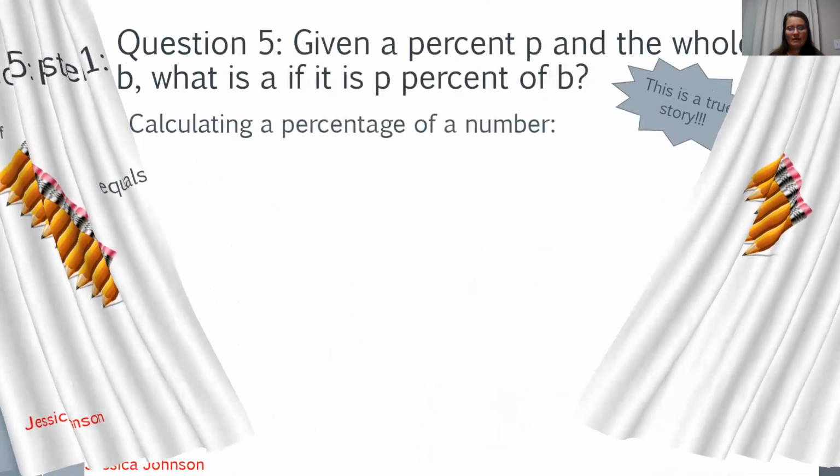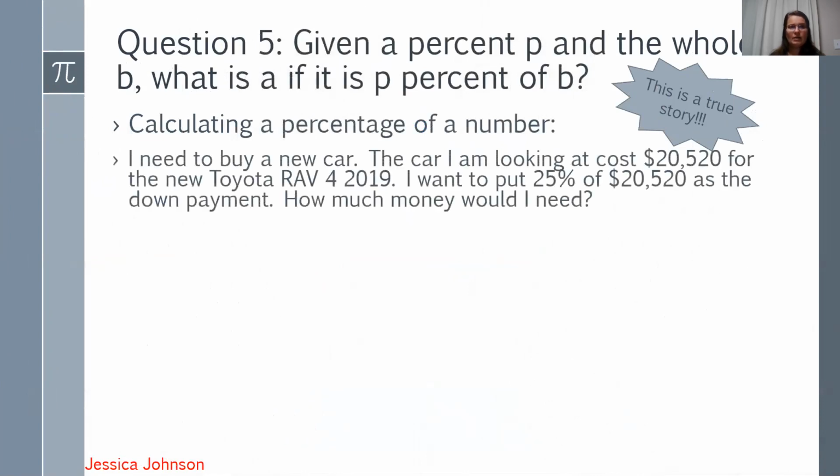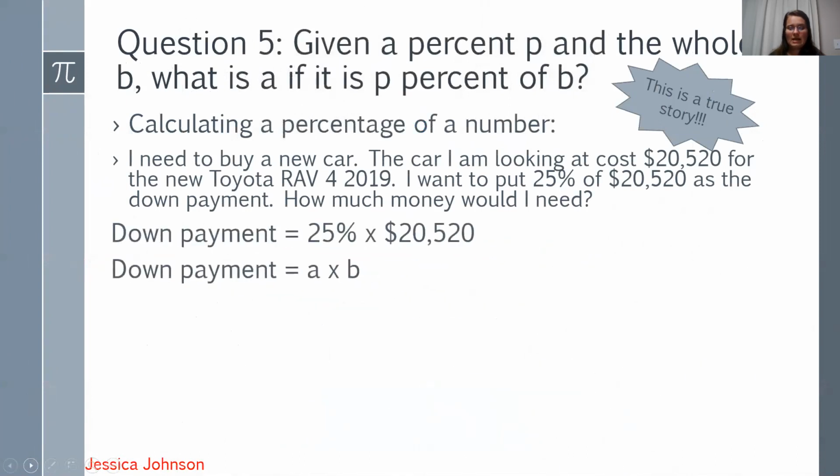Part 2 of question 5 is about calculating a percentage of a number. I need to buy a new car. The car I'm looking at costs $20,520 for the new Toyota RAV4 2019. I want to put 25% of $20,520 as a down payment. How much money would I need? We don't know how much money I will need for my down payment yet, but we know we need to take 25% and times it by $20,520 to figure how much money I will need for my down payment.